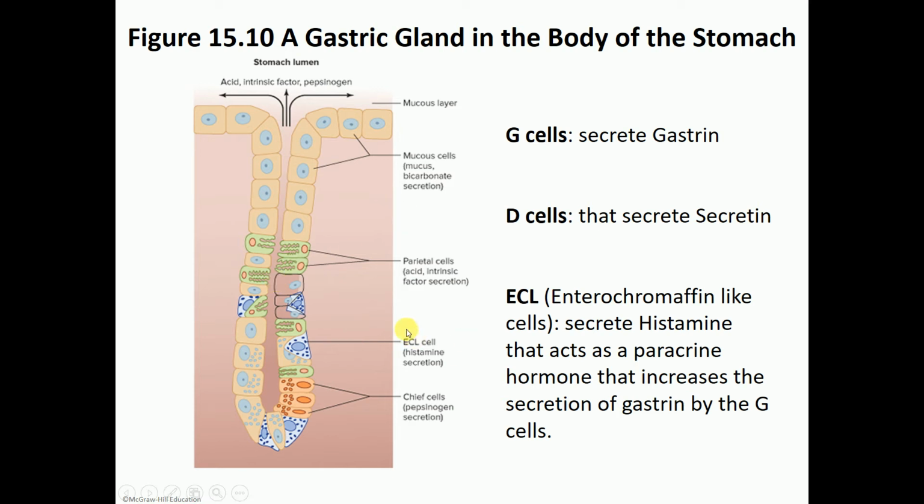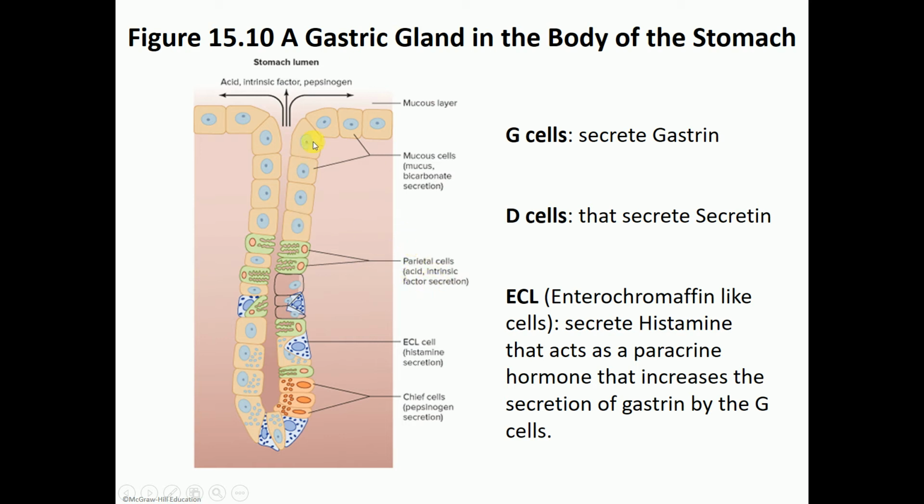ECL cells. ECL stands for enterochromaffin-like cells, and they secrete histamine. Histamine is going to act as a paracrine hormone that will stimulate G cells. G cells aren't really shown on here, but it'll stimulate G cells, and G cells secrete gastrin. Moving up, we've got these parietal cells. Parietal cells secrete hydrochloric acid and intrinsic factor.